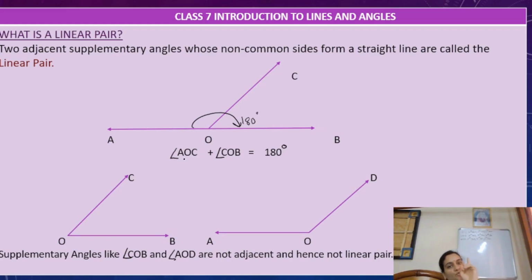So for a linear pair, there are two conditions: they have to be adjacent, and they also have to be supplementary, that is, they have to form a straight line together. These two angles must form a straight line, then only will they be considered a linear pair.